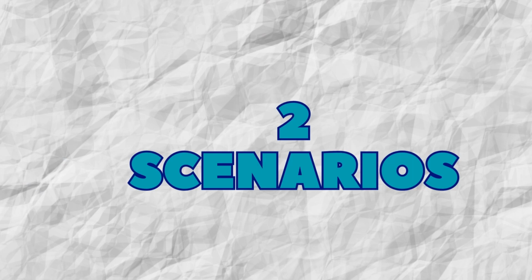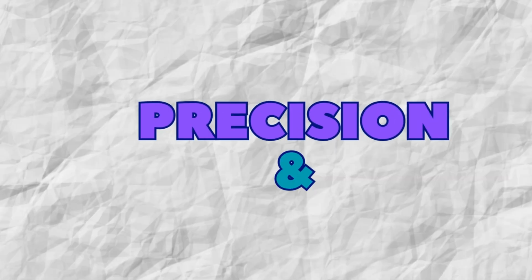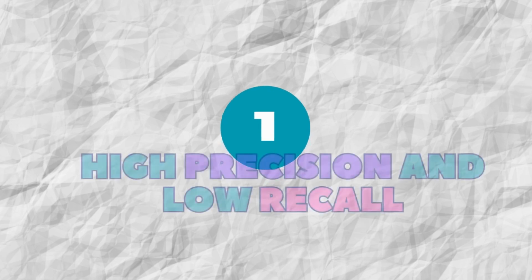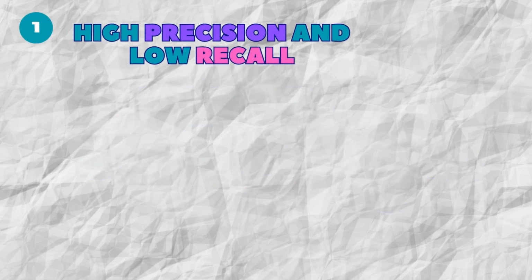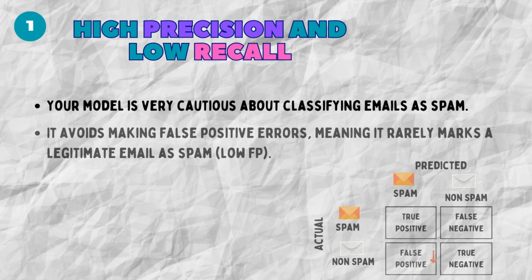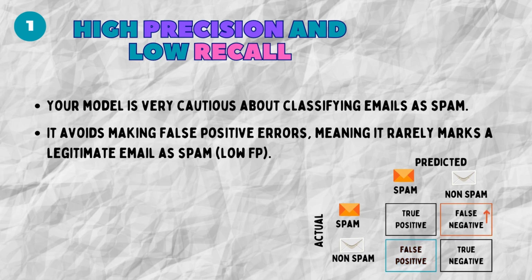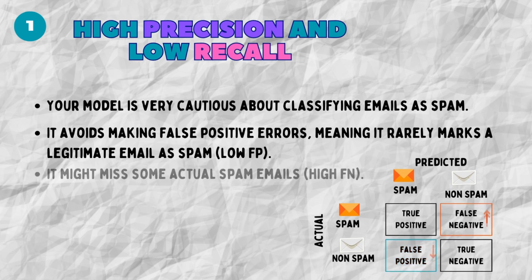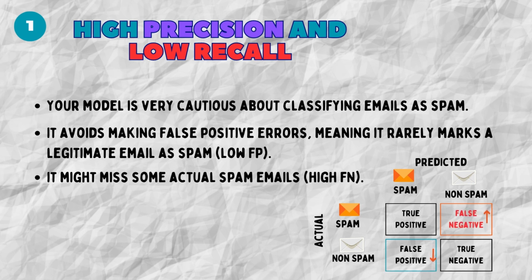Now let's look at two scenarios to illustrate the trade-off between precision and recall. Scenario 1. High precision with low recall. Your model is very cautious about classifying emails as spam. It avoids making false positive errors, meaning it rarely marks a legitimate email as spam, which means low false positive. However, because it's cautious, it might miss some actual spam emails, which means high false negative. Precision is high because it rarely makes false positive errors. Recall is low because it misses many actual spam emails.